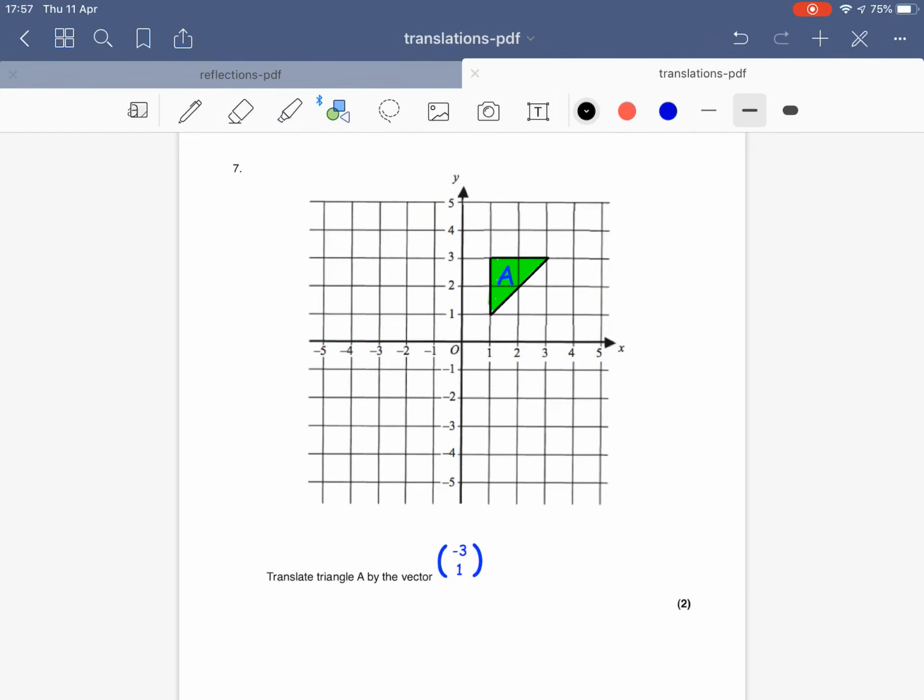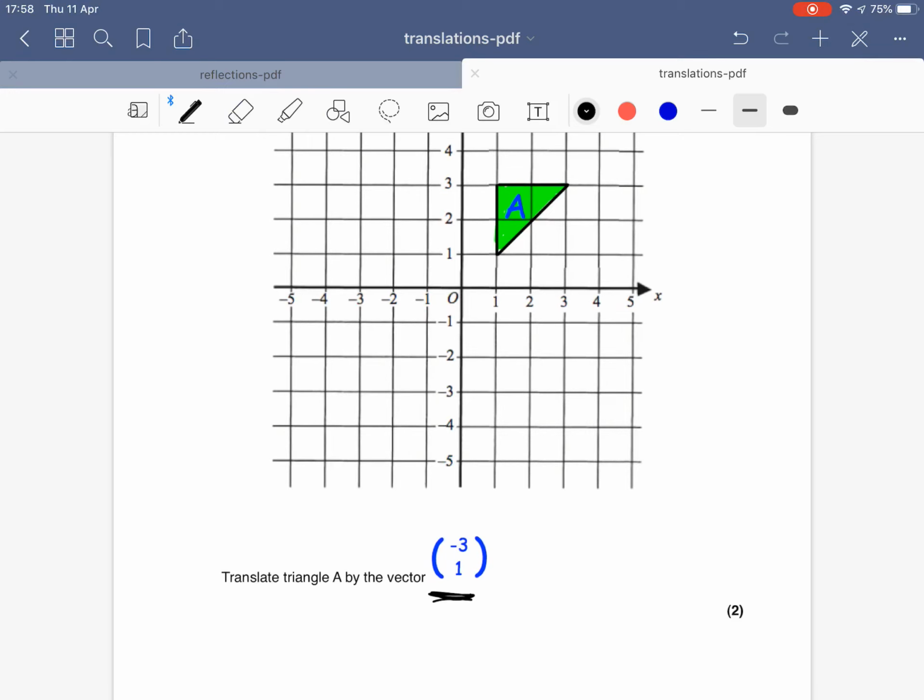Right, let's have another go. So we've got to translate by -3 and 1. So top is left or right. So minuses means I'm going left because the minuses are over here. So I'm going left by 3. Bottom number is up or down. This is positive. Got all the positive numbers at the top. So that means I'm going up by 1.